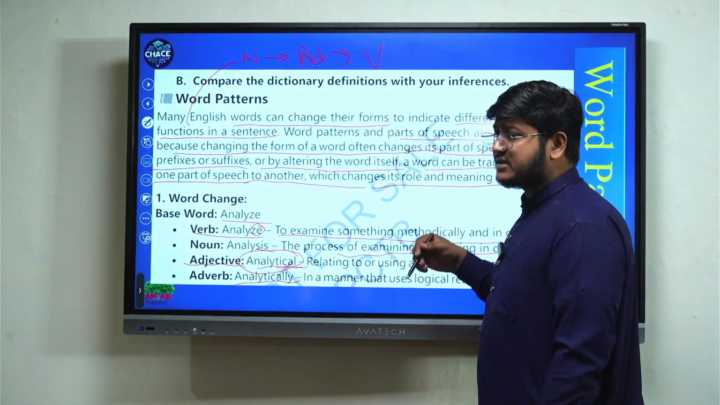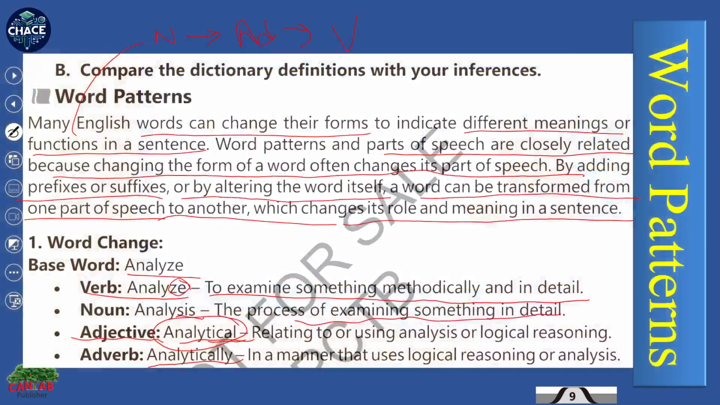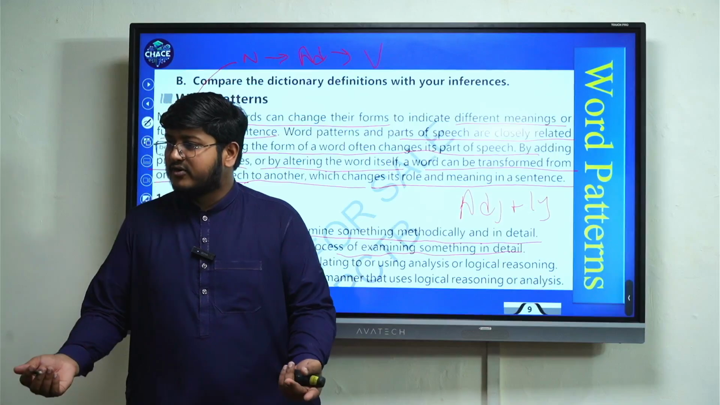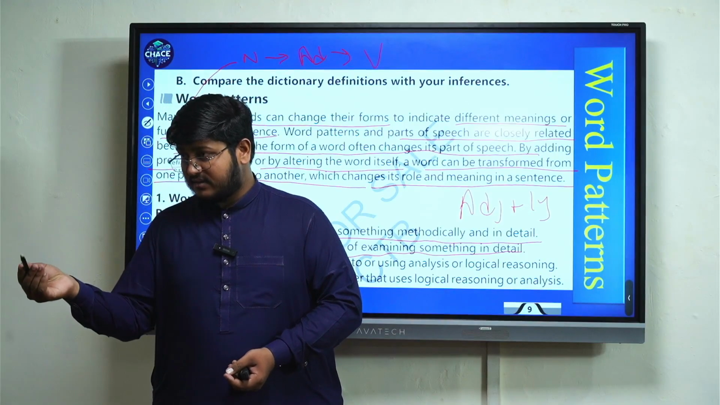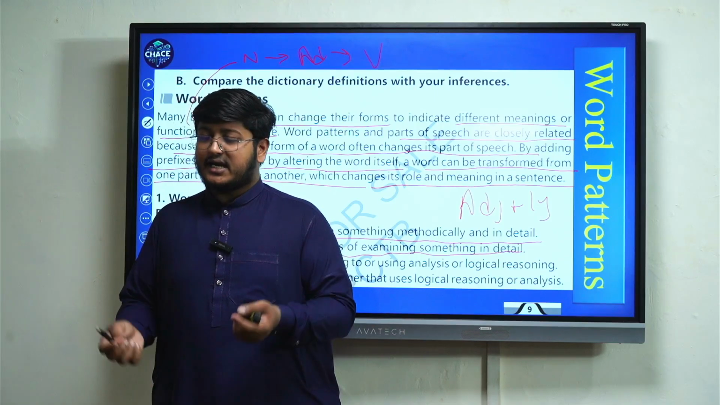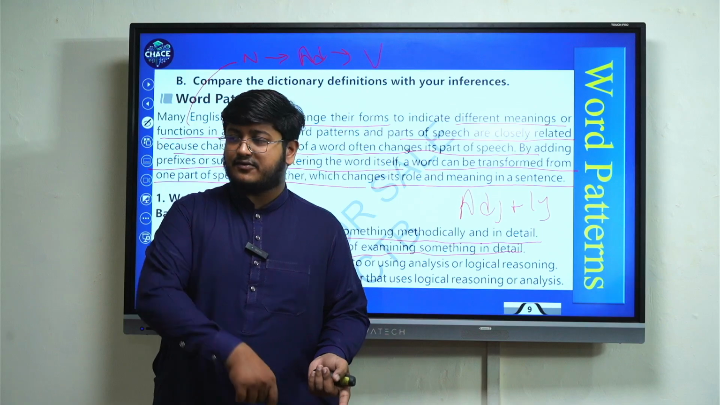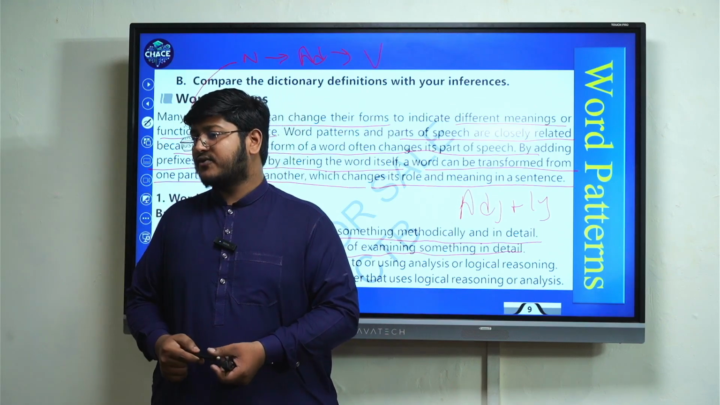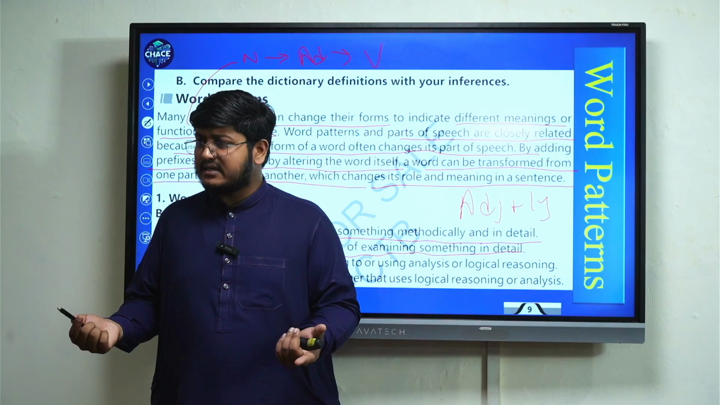So students, it's a very common rule. If you want to make an adverb from an adjective, what do you have to do? You just have to add ly. Adjective plus ly becomes adverb. Is that clear? Quick. What is quick? Quick is an adjective. And if you want to transform that adjective into an adverb, what do you have to do? Quickly. Is that clear? Yes.